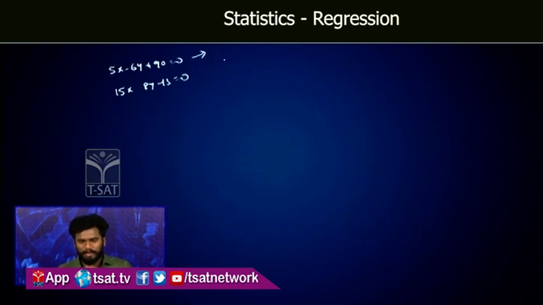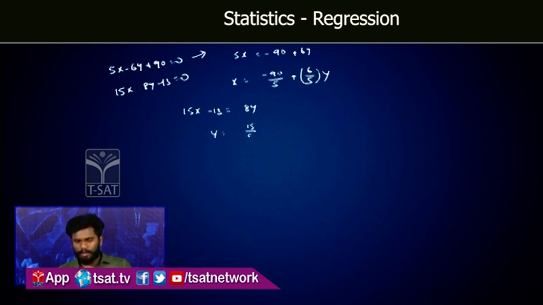Now first we consider it as the line of x on y. We write it as 5x is equal to minus 90 plus 6y. x is equal to minus 90 by 5 plus 6 by 5 of y. Now in the same way write the second equation. 15x minus 13 is equal to 8y. y is equal to 15 by 8 x minus 13 by 8. So this is our byx.